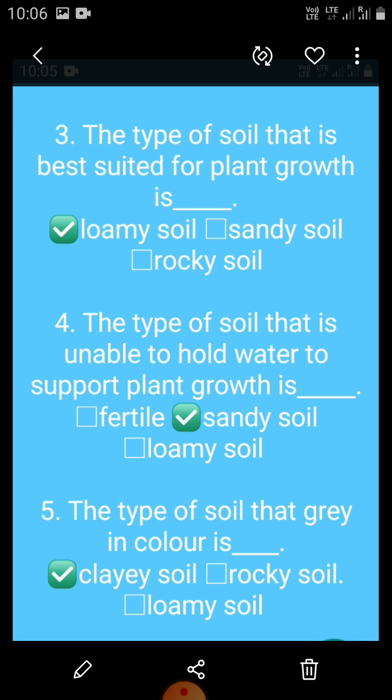Fourth one is the type of soil that is unable to hold water to support plant growth is dash. Given options are fertile, sandy soil and loamy soil, and the correct answer is sandy soil. The type of soil that is unable to hold water to support plant growth is sandy soil. Fifth one is the type of soil that is grey in color is dash. Given options are clay soil, rocky soil and loamy soil, and the correct answer is clay soil. The type of soil that is grey in color is clay soil.